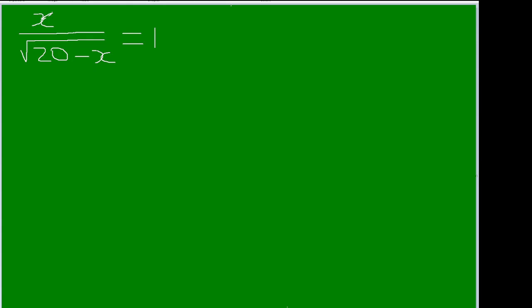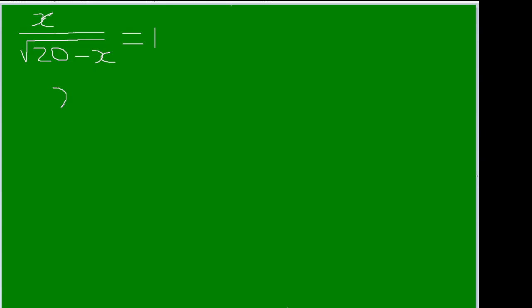In this example, to solve for x, we have this equation. In this equation, the first step in order to solve for x is to eliminate the denominator, which is the square root of 20 minus x. In order to do that, we have to recall that we multiply both sides by the denominator. So let's make an example here.